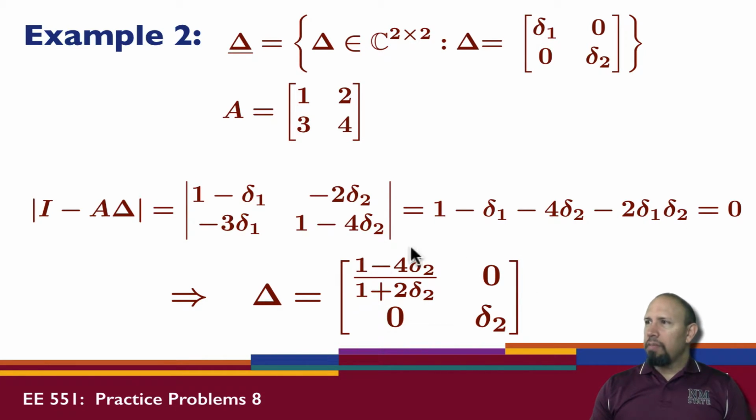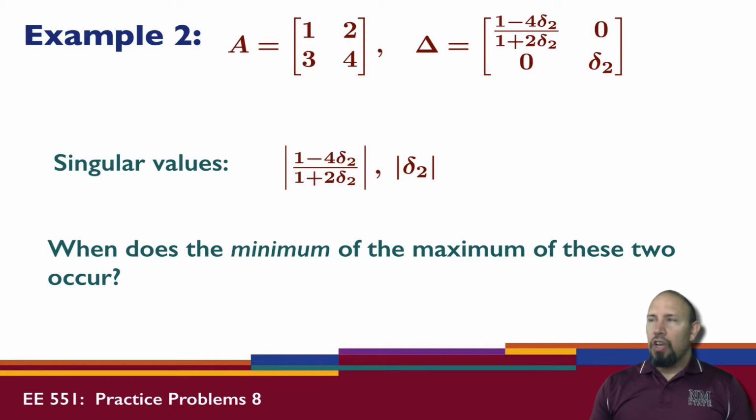Okay, so now my uncertainty is written only in terms of delta 2. I could do it the other way around. I just chose to solve for delta 1 in terms of delta 2. I could have done delta 2 in terms of delta 1 just as easily. And so this is what we get. This delta, when I multiply by A, gives I minus A delta with determinant equal to 0. Okay. So again, this is a diagonal matrix, and as a diagonal matrix, its singular values are the absolute values of the diagonal elements.